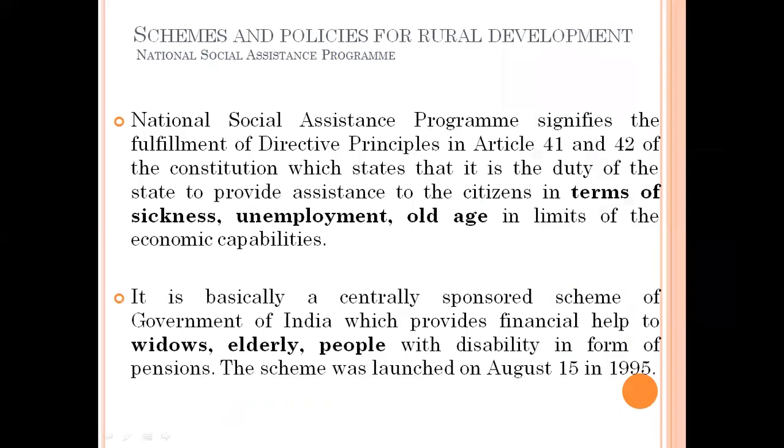Okay, so this scheme is basically for sickness, unemployment, old age. These are the limits. This scheme is covering all these people. So the National Social Assistance Program consists of 5 sub schemes.